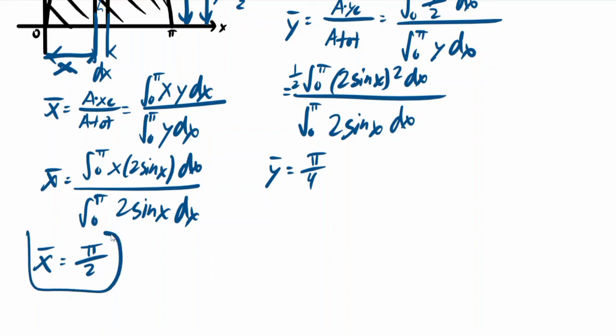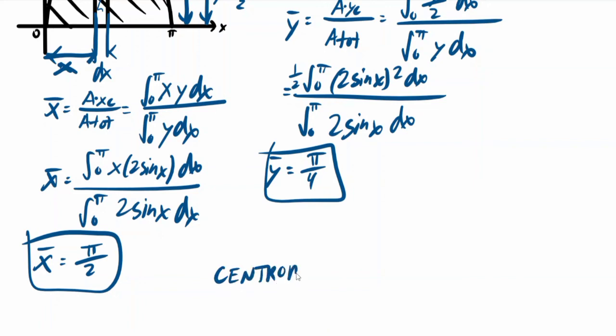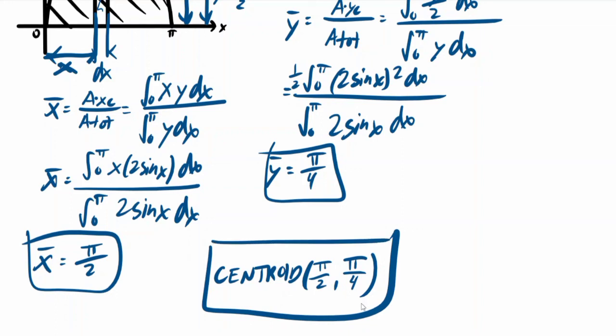Now this is our answer here. The location of the centroid is at point pi over 2 and pi over 4. That is our final answer.